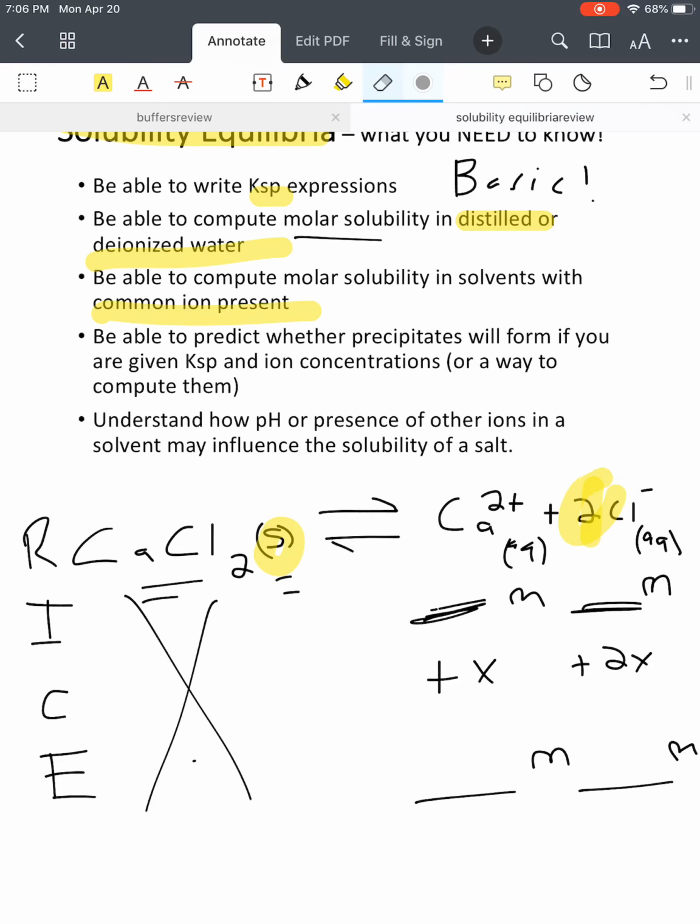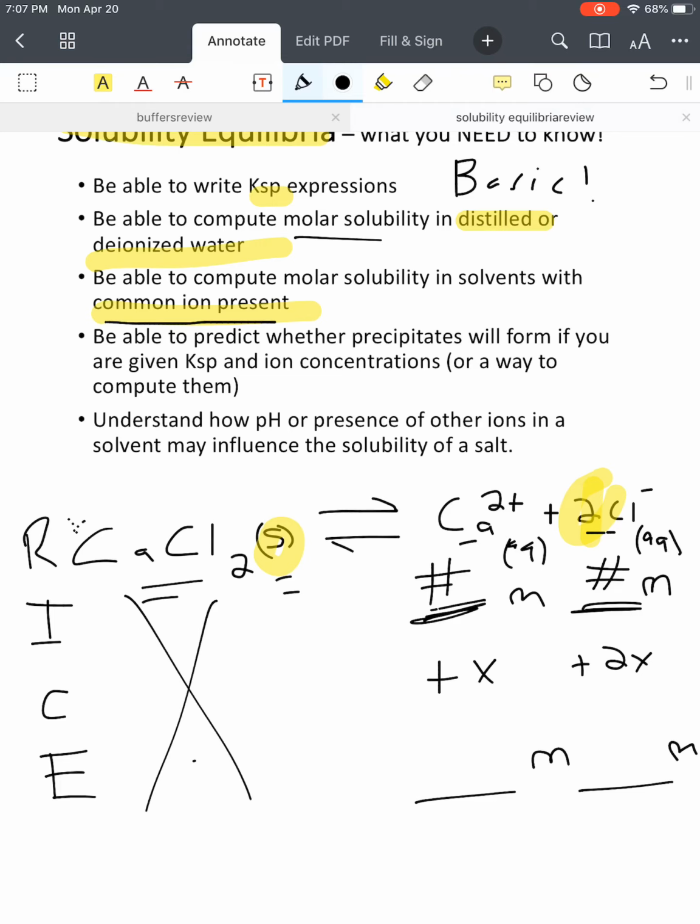However, if we are working this problem when a common ion is present, the situation changes. A common ion is an ion that's present in our solvent from a different source other than this reaction. The reaction here doesn't care where the ion came from. It can influence the equilibrium if it's present. So if I add some chloride from a different source, if I add some calcium from a different source, that's a common ion. And I need to account for those initial concentrations in my I row of my table, okay?